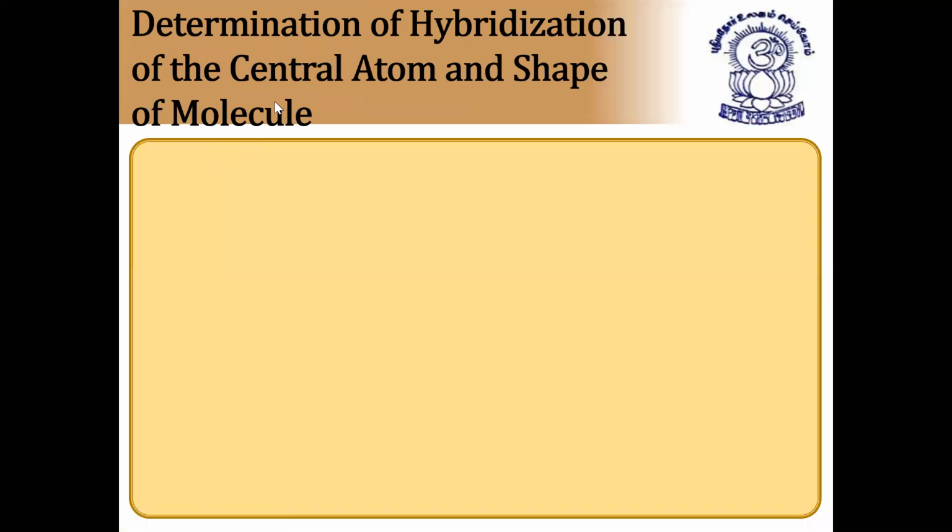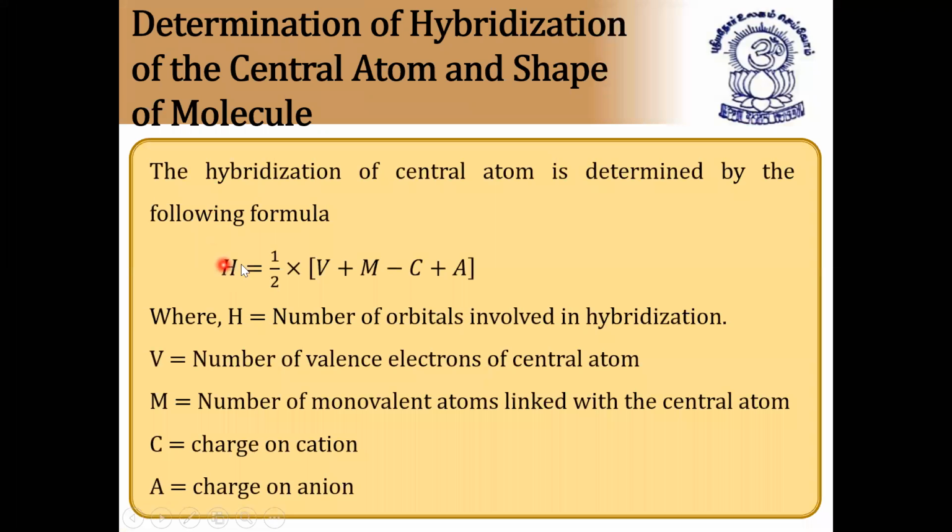So determination of hybridization of the central atom, the shape of molecule, already we know. H is equal to half into V plus M minus C plus A. This formula we discussed already in the previous lecture. Where H is equal to number of orbitals involved in hybridization, V is the number of valence electrons of the central atom. This hybridization formula we can use not only for molecules, we can find it for ions also, ionic species. Ionic species means, for example, SO4 2 minus.